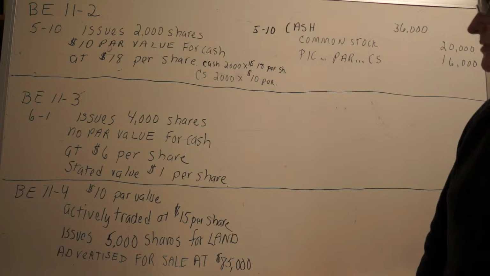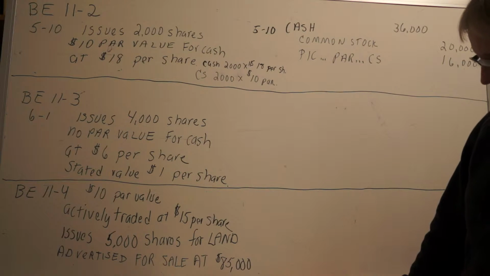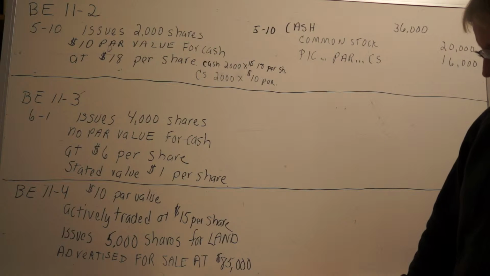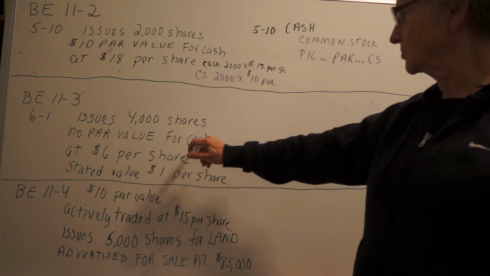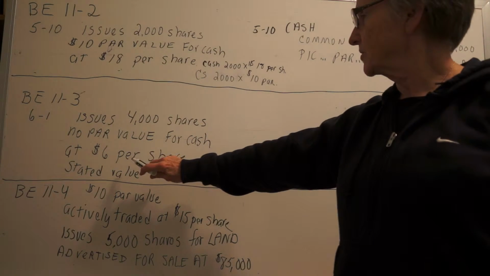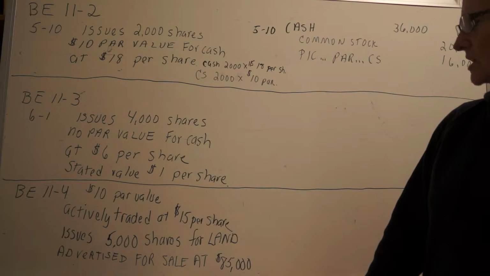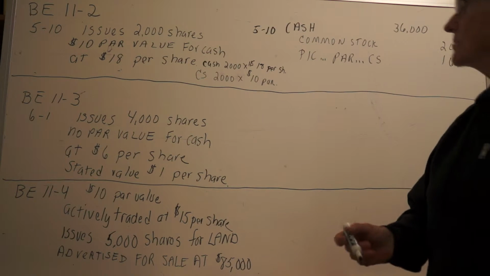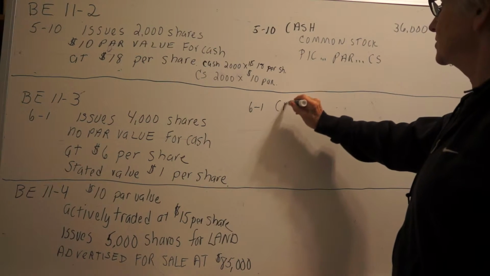Brief exercise 11.3. The Noonan Corporation on June 1st decides to issue 4,000 shares, and you'll notice this stock has no par value. They're issuing it for cash. They're issuing it at $6 per share, and the stock has a stated value of $1 per share. So we go through the same drill here. Okay, this happens on 6/1. How much cash do we get?